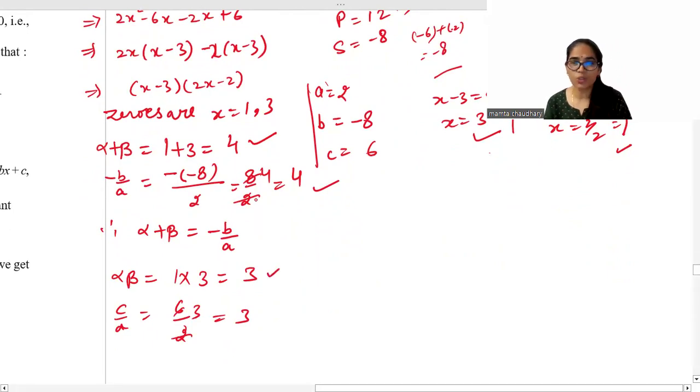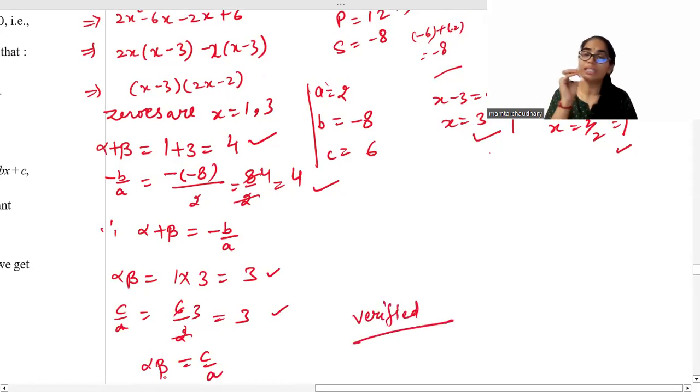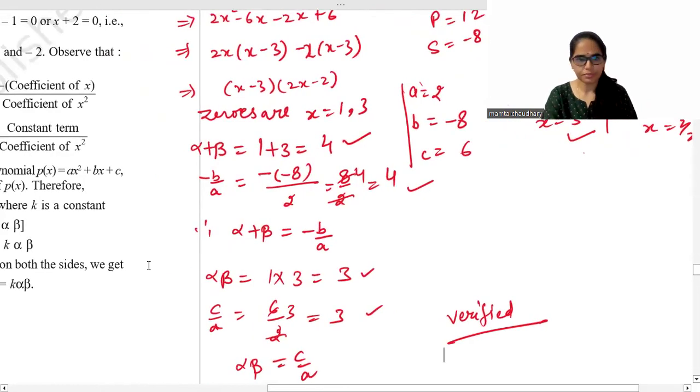It means here these two are equal. It means what we can say? We can say alpha beta equals c by a. Okay, so hence it is verified. So we verified the relation of zeros and coefficient of a given polynomial. Is it clear? Okay, sure. Now let's move to next one.